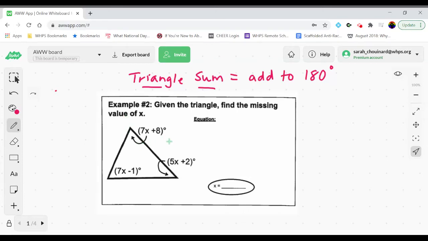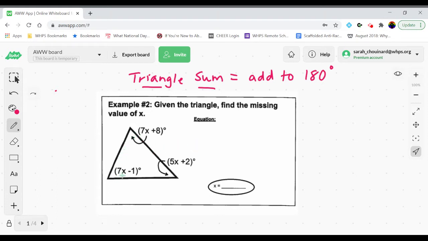Alrighty, so in this video, we are going to use the theorems that we learned last week, triangle sum theorem and exterior angle theorem, to write and solve equations for x. So based off the diagram, we need to decide if we should be using triangle sum or exterior angle.